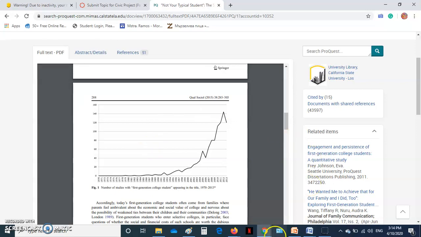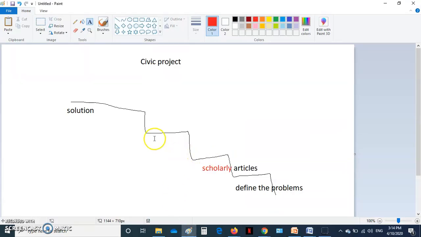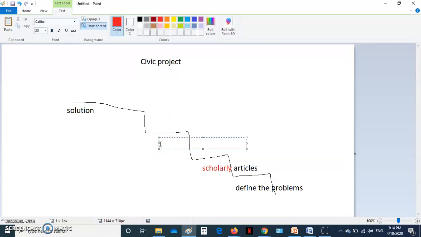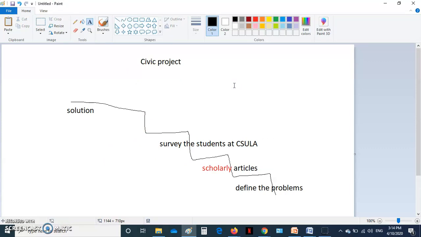All right, so once you're done with your scholarly articles, next, you are going to conduct a survey of your own, and you are going to survey the students for most part. The students at Cal State LA. This is so you can understand from others what the problem is. You are already a student, you understand some of the challenges, but you should get other people's point of view.